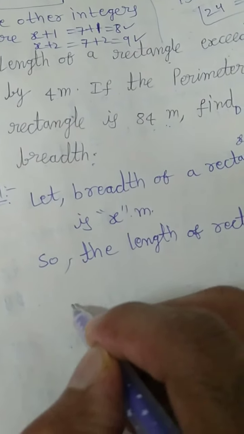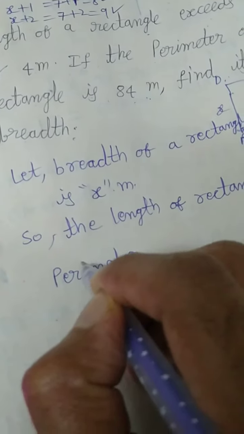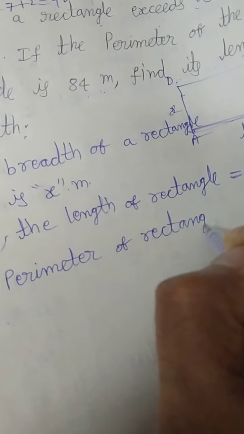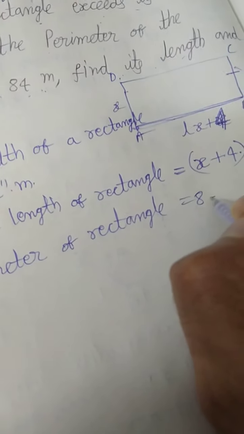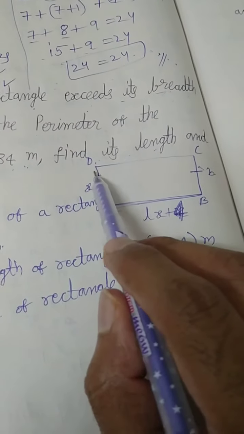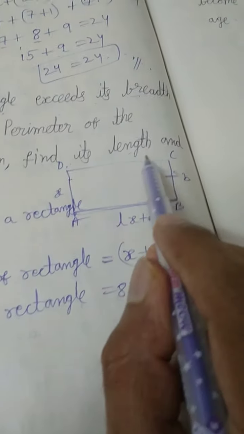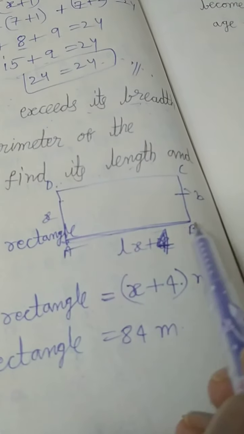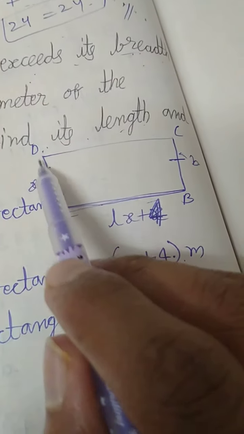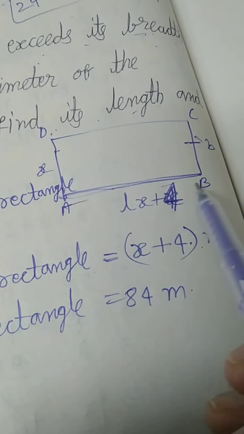He gave one condition: the perimeter of the rectangle is equal to 84 meters. So what is meant by perimeter? Perimeter means the total length of the boundary of any closed figure, the total length of the boundary.